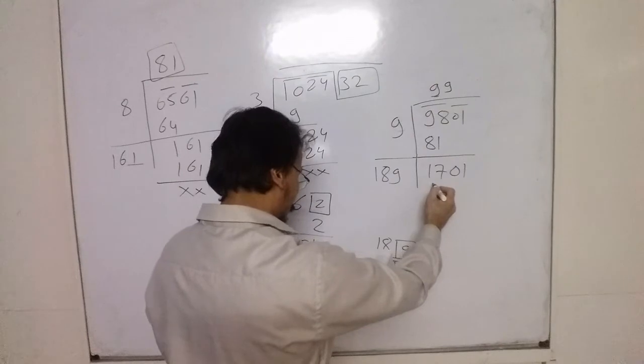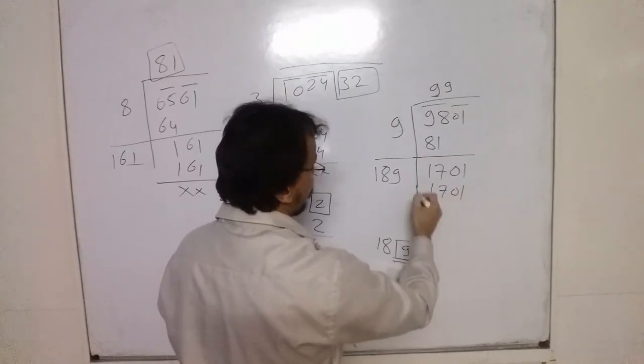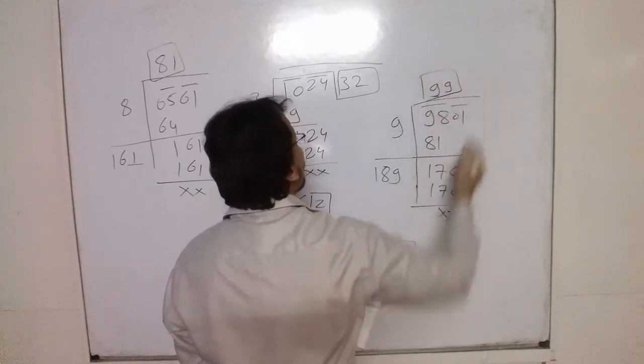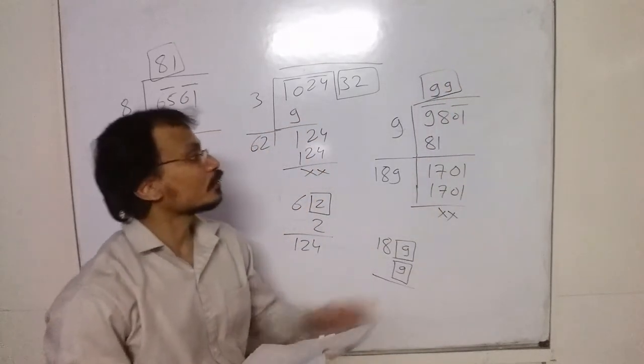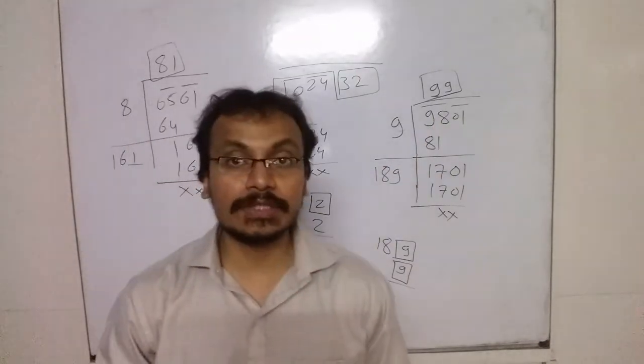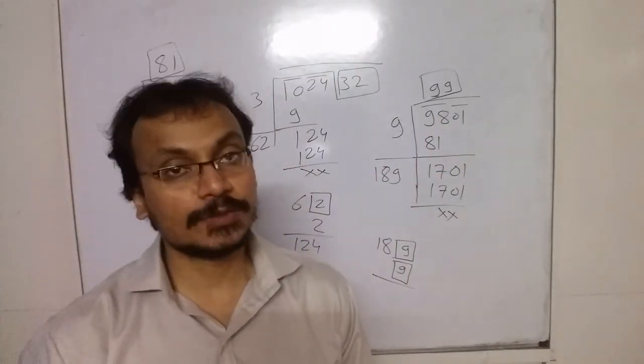It is going to give me 1701. It is cancelled out. So this is the answer. 99 is the square root of 9801. This is the division method for calculating the square root.